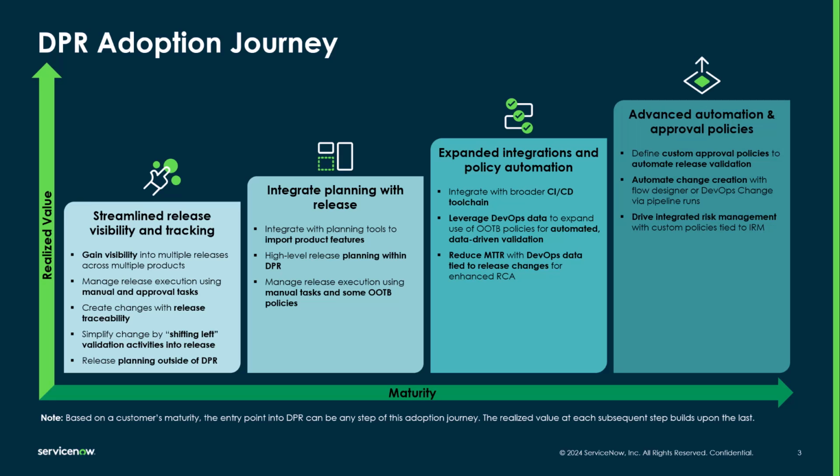The final stage of the DPR adoption journey looks at expanding the policies leveraged by defining custom policies that fit your organizational needs. Additionally, at this stage, customers would look to use DPR in conjunction with complementary products like DevOps Change Velocity to automate change creation from pipeline executions, or IRM to drive more integrated risk management and compliance. Building and using custom policies will allow customers to automate in a data-driven way even more of their release validation.